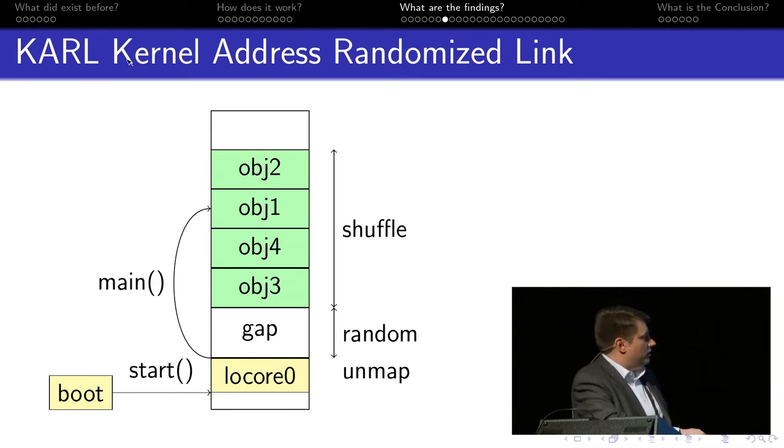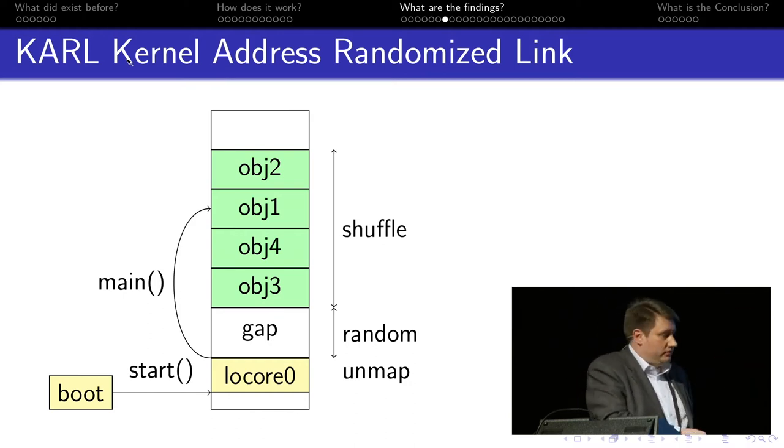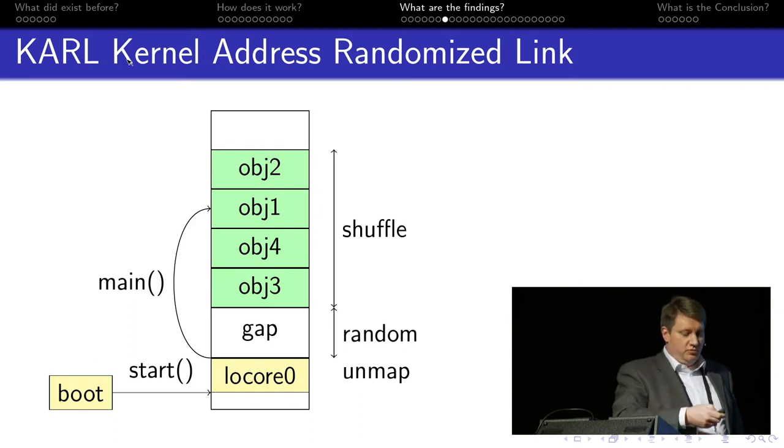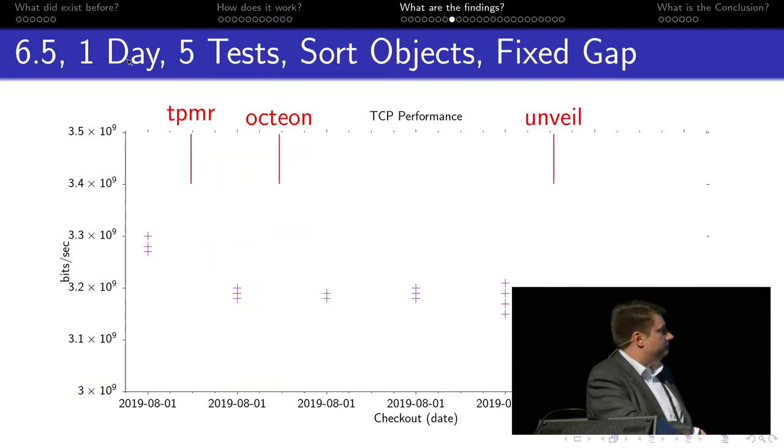And the low core jumps to the main function, which is in this object file. And after starting, this part is unlinked from the address space. The thing is that here you have the pointers to there. So if the attacker can read that, he can figure out where this object is, but not in OpenBSD, because this here is unlinked, and you can't see it anymore in the address space. So nice thing for security, but bad for reproducible performance.